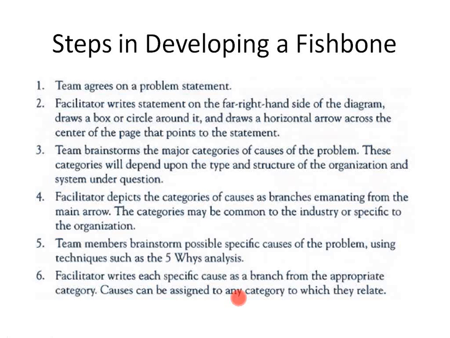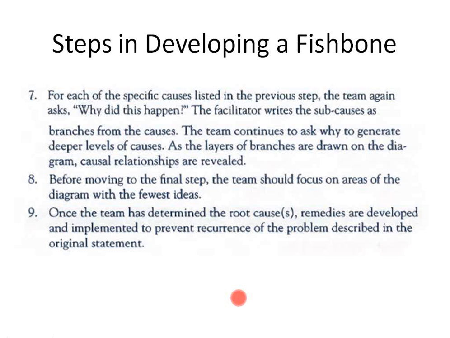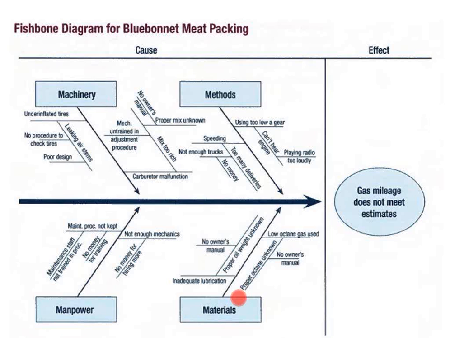So these are the steps. I'm not going to go through all the different steps, but the idea of the fishbone is you're also getting a team involved. Whereas the first one with the 5 whys might be an investigator, now you're going to do more of a team facilitation. You have a facilitator. You talk about the categories. Team members brainstorm a possible specific cause of the problem using techniques such as the 5 whys, and they write the specific cause for each branch, and they just go down through the elements here.